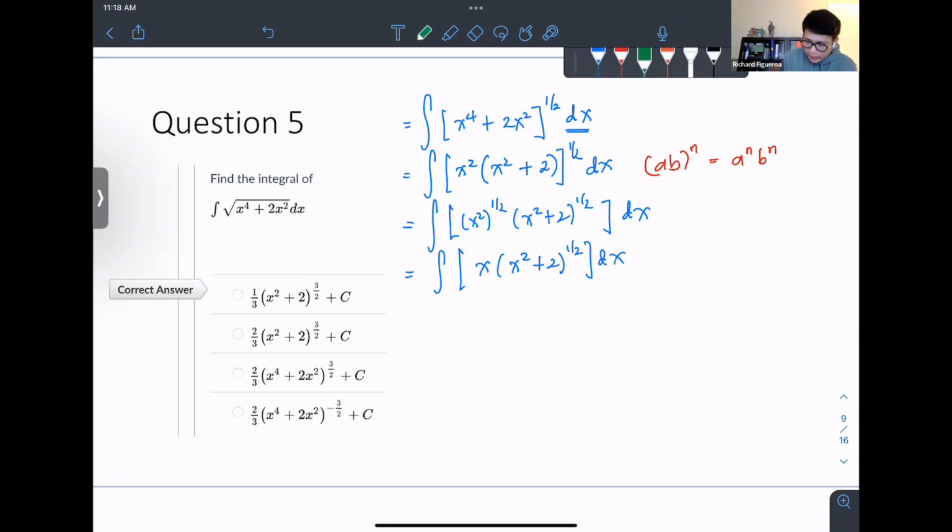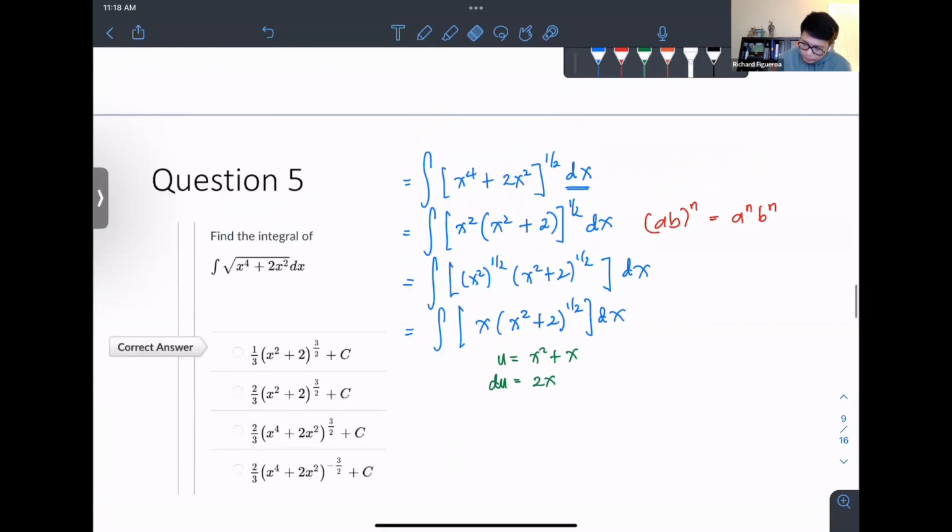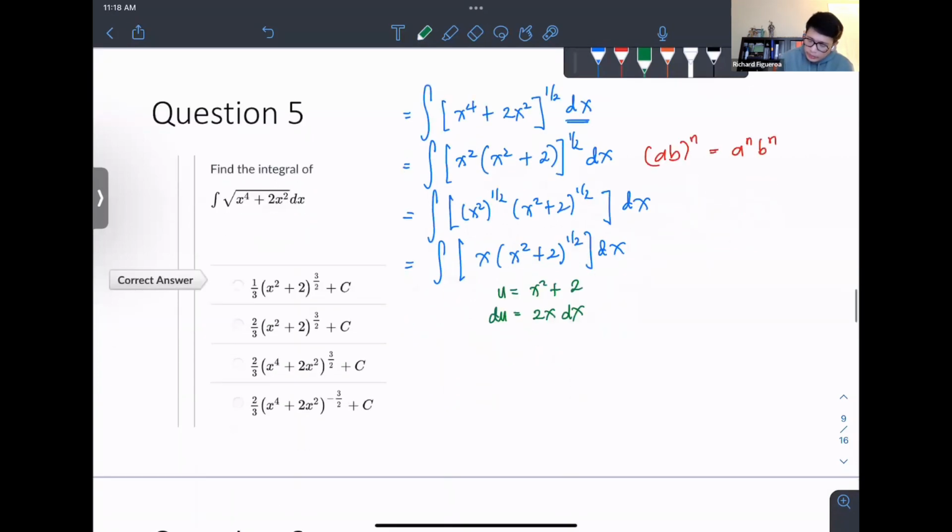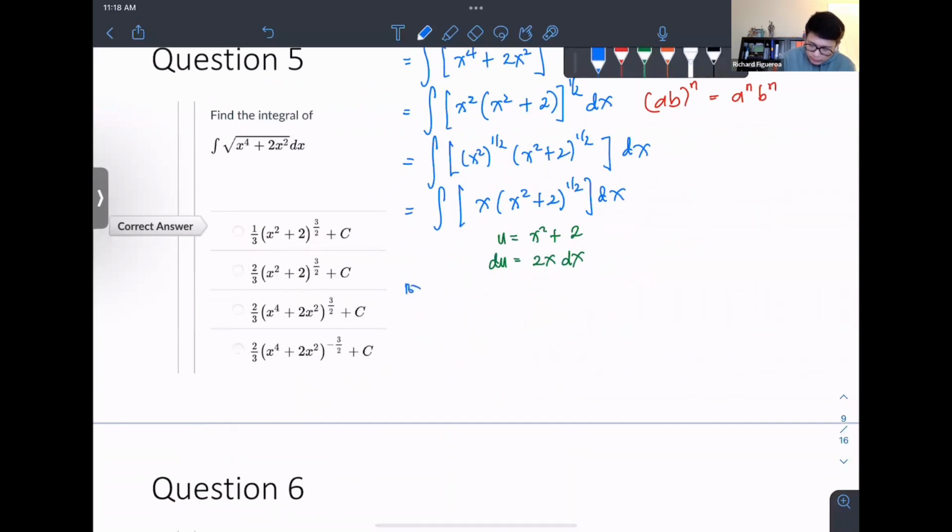So now we can use the power rule. Our u would be x squared plus 2, then our du would be 2x dx. So by substitution, this is our u.